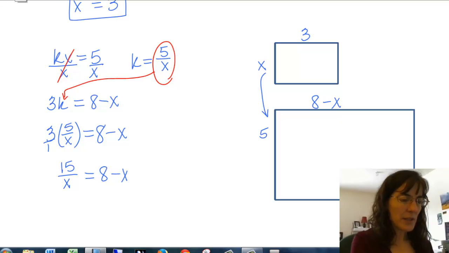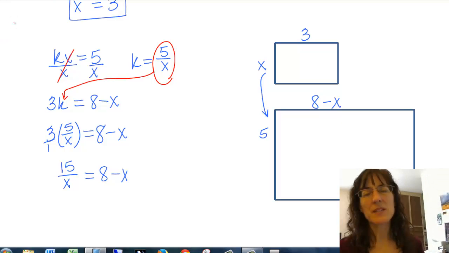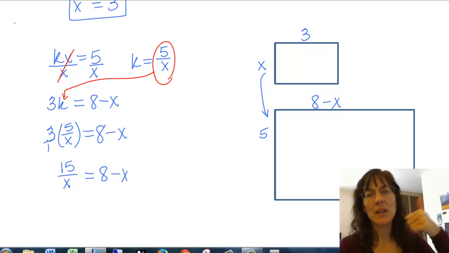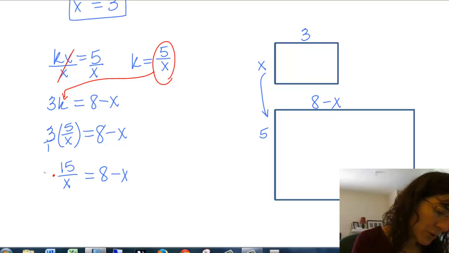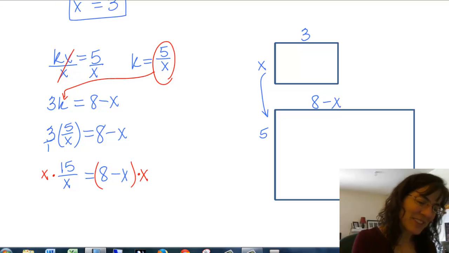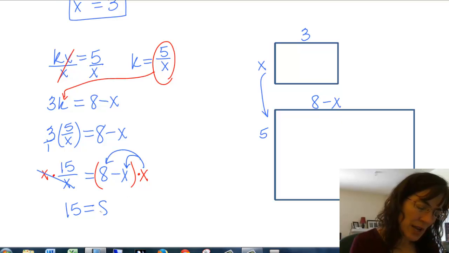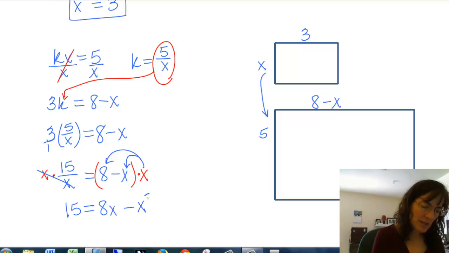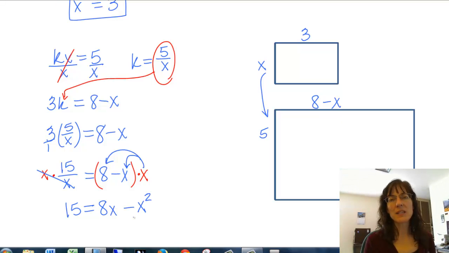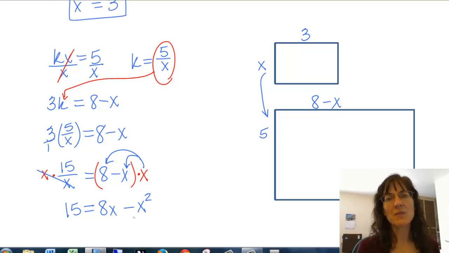Now I want to get the x by itself, but I have an x in the denominator, and that's sometimes a problem. So what I want to do is multiply both sides by x so that I can get it up out of the denominator. So I'll multiply on the left by x, and watch carefully there with the parentheses, I'll multiply on the right by x. The x's reduce here, and I have 15 equals, this x has to distribute, and so I get 8x minus x squared.